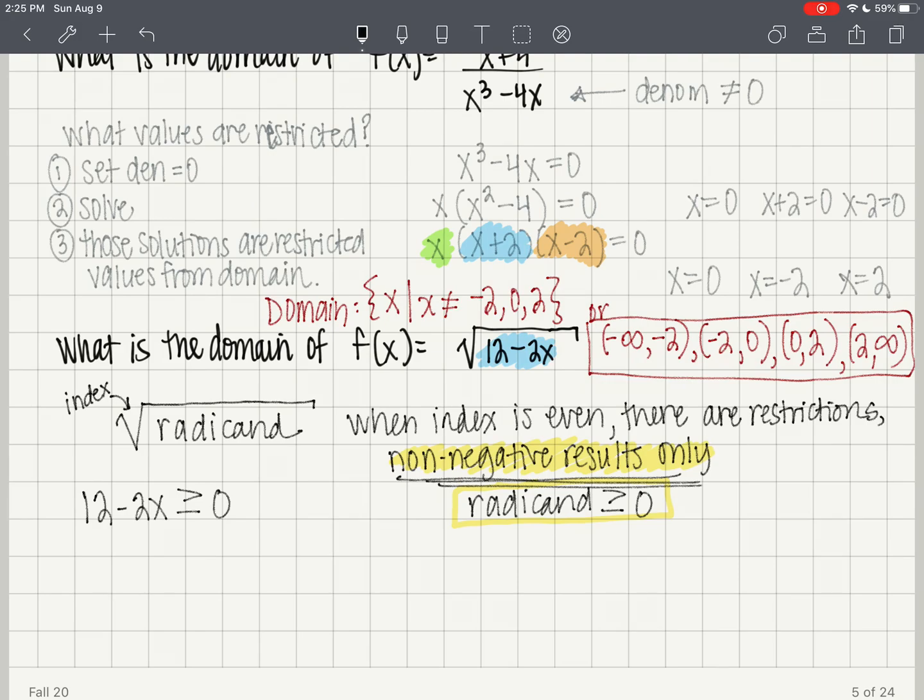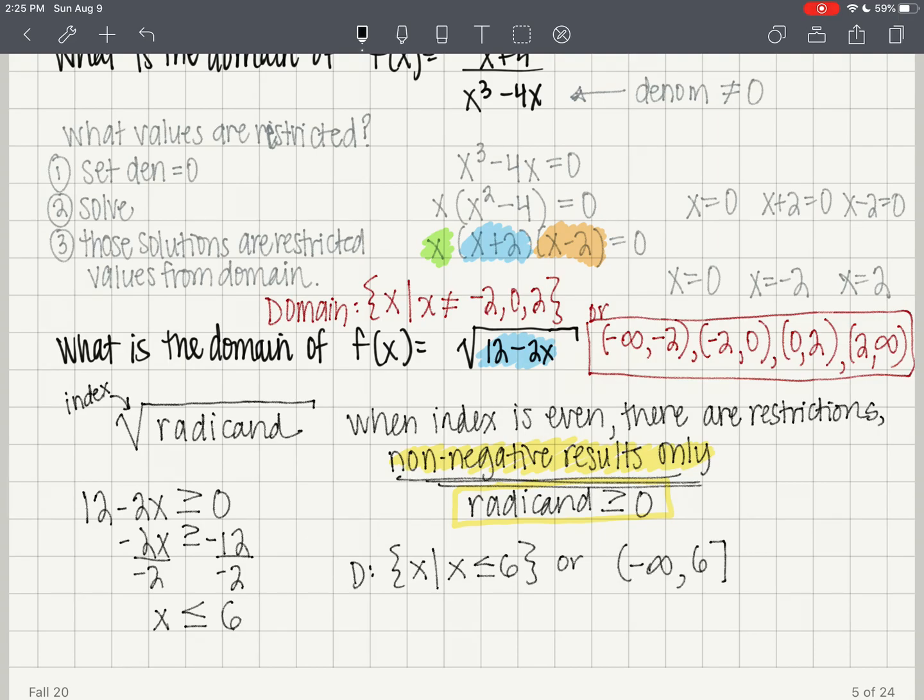So I'm going to subtract 12 from both sides. I get negative 2x is greater than or equal to negative 12. And then I'm going to divide by negative 2. And whenever you divide an inequality by a negative, you have to flip the symbol, so x is less than or equal to positive 6. So the domain would be x such that x is less than or equal to 6, or in interval notation, negative infinity to 6 with a bracket.